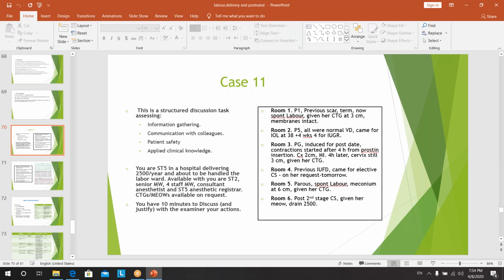Okay, you have 2 minutes to read first. The slide changed. This is case 11, yes. Oh my goodness, labor ward prioritization. No problem, no problem. Try.